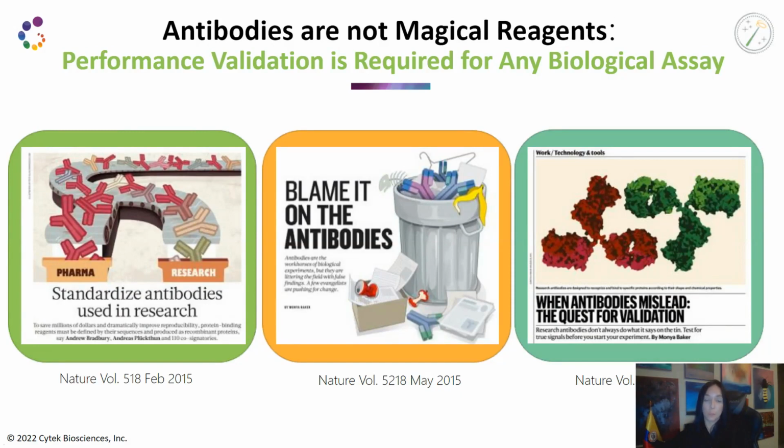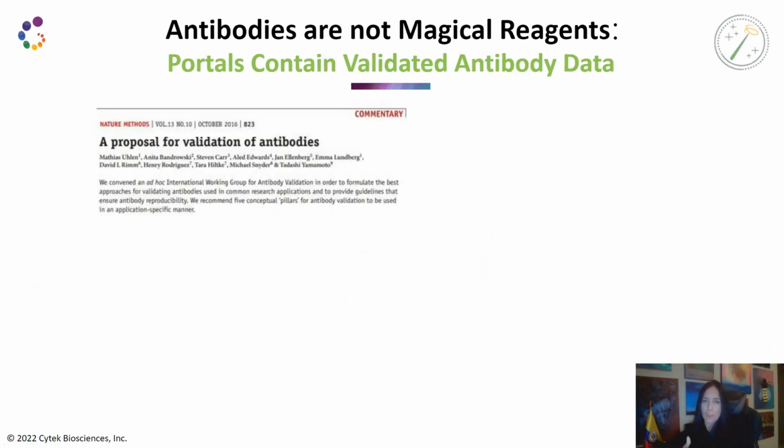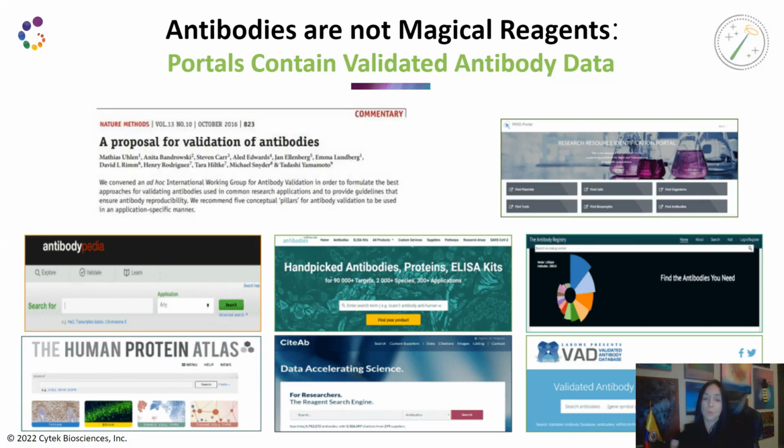in order to verify that it's performing well. So back in 2016, a proposal was signed by more than 100 investigators to have guidelines on antibody use and validation of these reagents. In response to that, there are so many portals now, or websites, with information on how to use antibodies, but also validation data, which is so critical. That's the place where you could start identifying clones and antibodies to use.